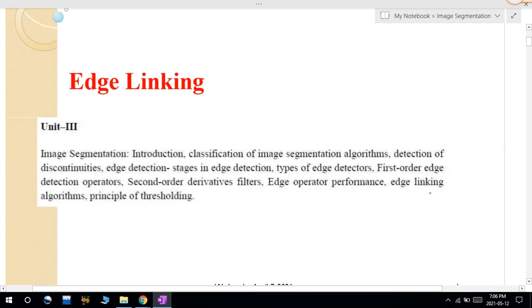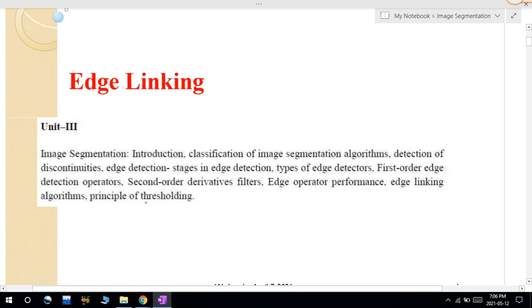Till now we have discussed edge detection algorithms. By using those edge detection algorithms, I will try to find the edge points. In today's class, I will discuss how those edge points are linked with each other. In edge detection, some noise may also be treated as edge, so to get the perfect edges, I will use edge linking algorithms.